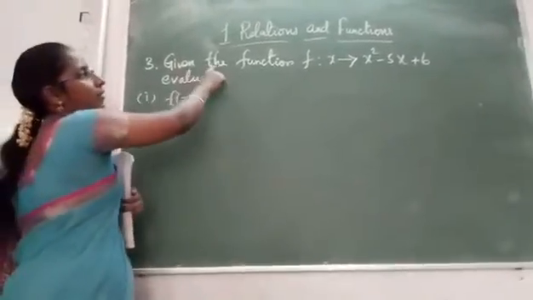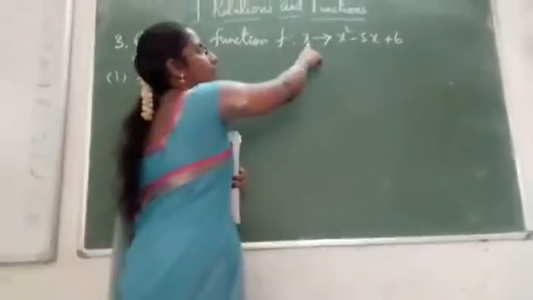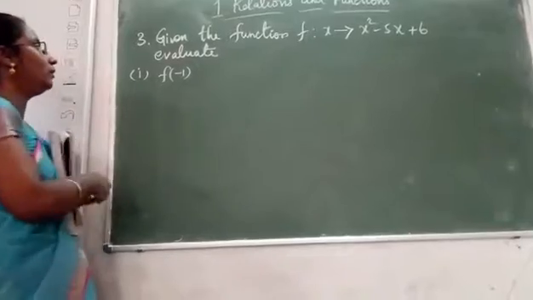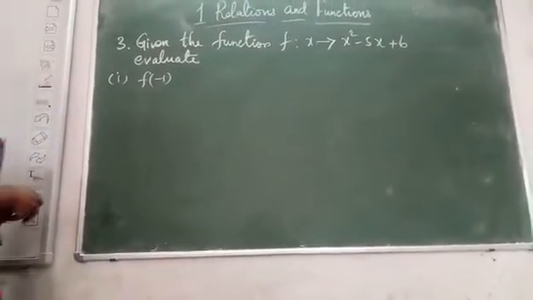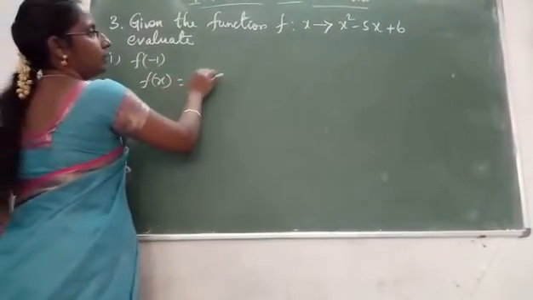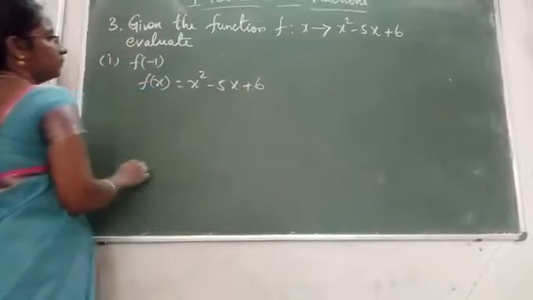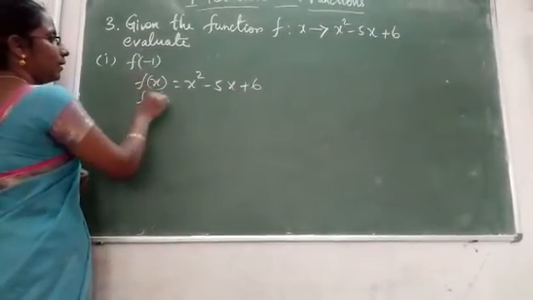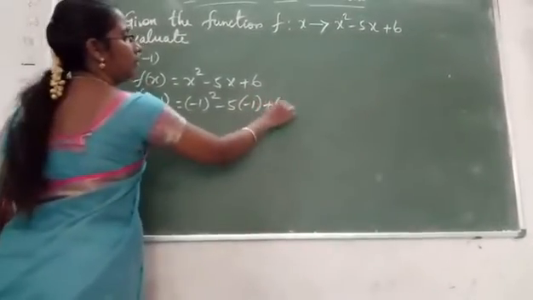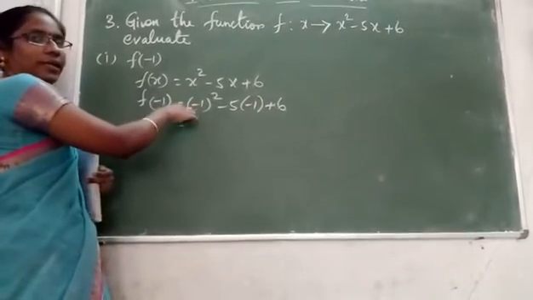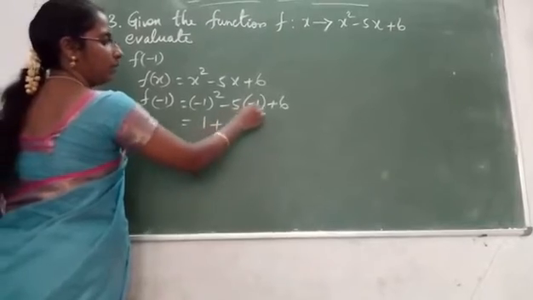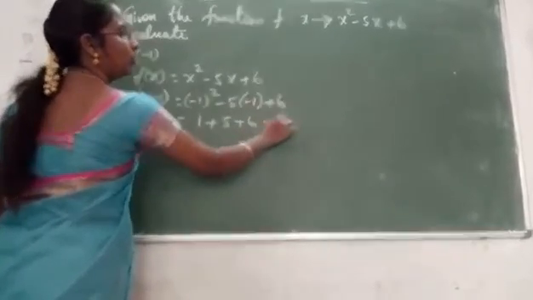See the third one. Given the function f such that x gives x square minus 5x plus 6, evaluate the following. The first subdivision is f(-1). So take this f(x) quotient. f(x) equals x square minus 5x plus 6. Now we want to replace the x value with minus 1. So (-1) square minus 5 into (-1) plus 6. Minus 1 square is plus 1, again minus into minus is plus, 5 ones are 5, plus 6. So totally it is 12.